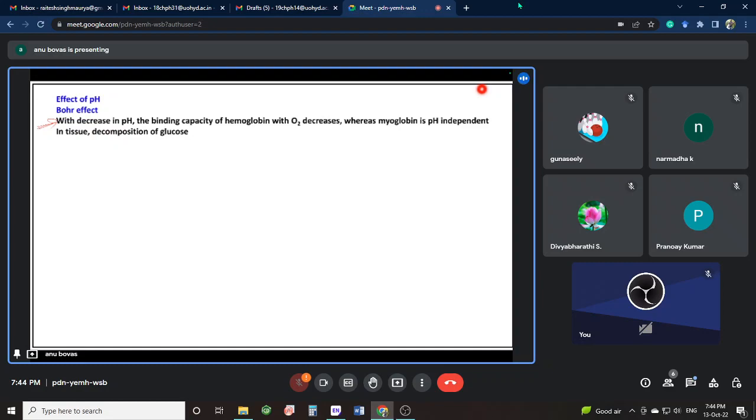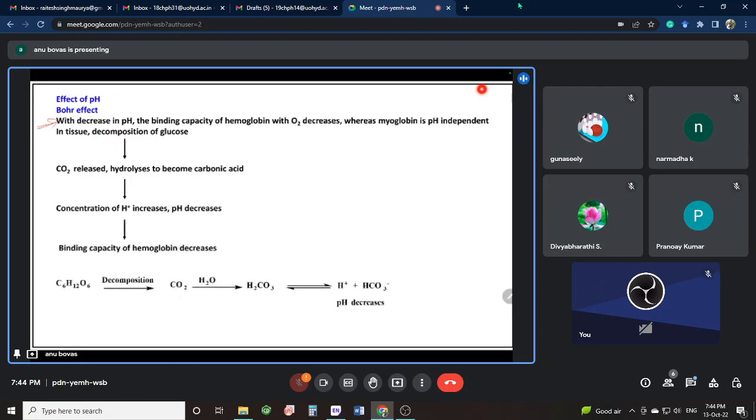Now, in order to fit it in our system, we will learn what happens in our tissue. In tissue, glycolysis, decomposition of glucose, is happening so that we get energy. In that case, carbon dioxide is released, and the carbon dioxide is hydrated to form H2CO3, which is in equilibrium with H+ and HCO3-. So here, as you can see, H+ concentration increases, meaning more acidity, meaning pH decreases.